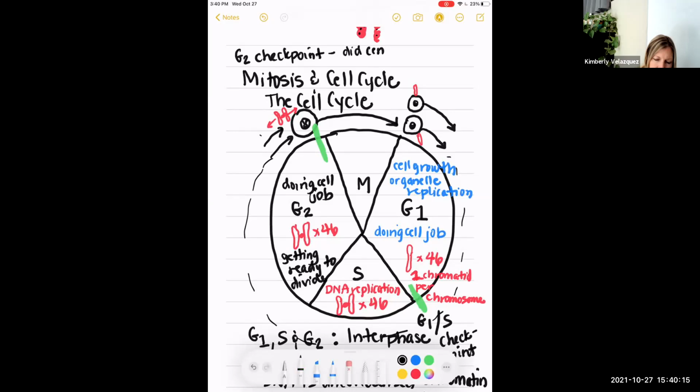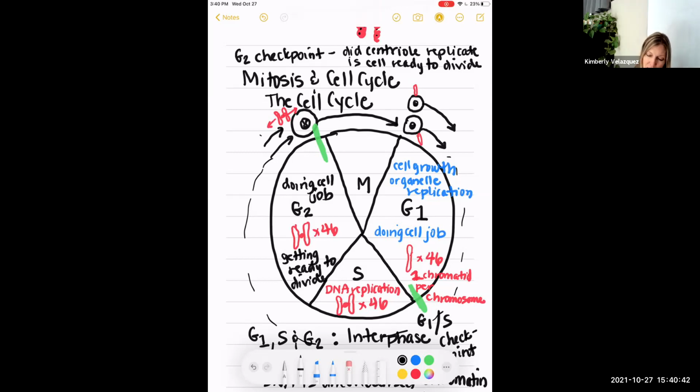Did the centriole replicate? Is the cell ready to divide? And in most cases it is. This isn't a major checkpoint. The G1 checkpoint is really the big, most important checkpoint. If everything's a go, now this cell is going to move into mitosis, which is where the cell is going to divide.